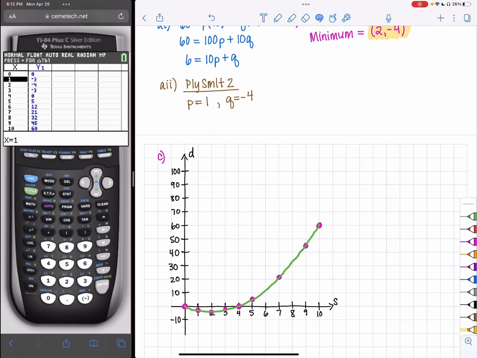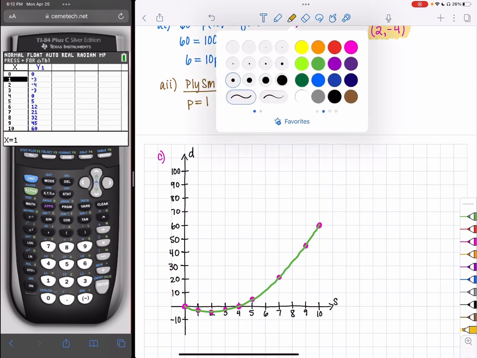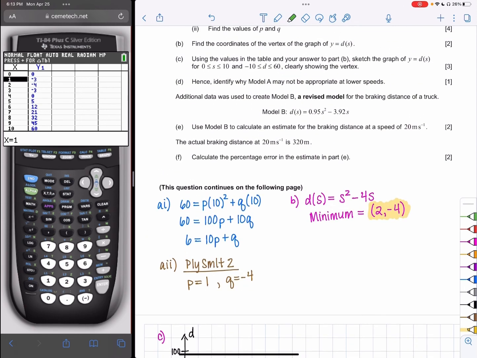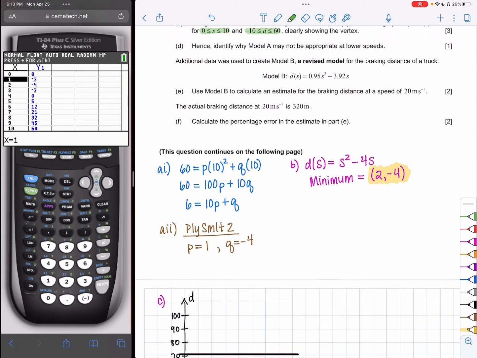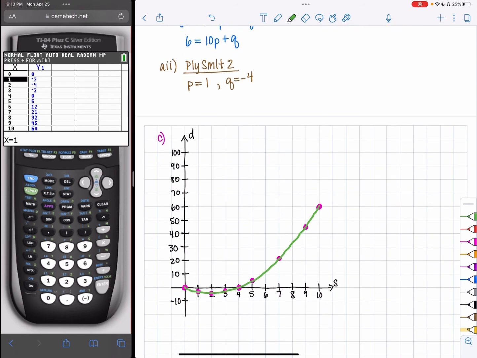All right, so that's how my graph is going to look for that specific domain and that specific range. Please make sure you take into account the values that they're telling you, because they told us here that we're going from 0 to 10 and we're going from negative 10 to 60. And it says that you want to clearly show the vertex. So as we can see here, our vertex is here. So we clearly see the vertex. As long as you can see the vertex in your sketch, you get full credit. All right, so that was part C.